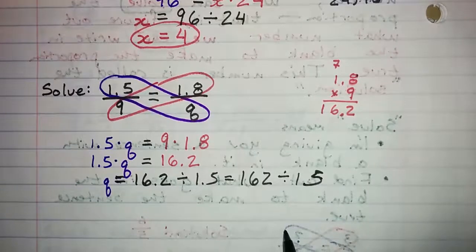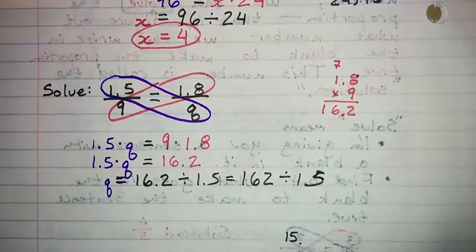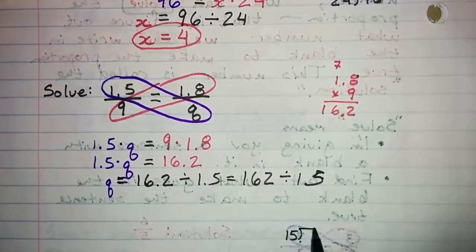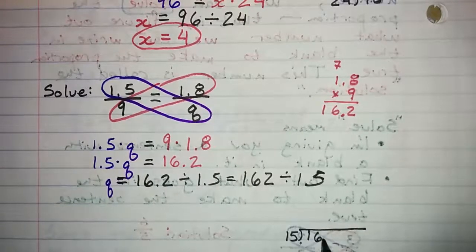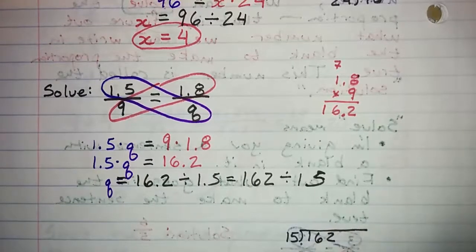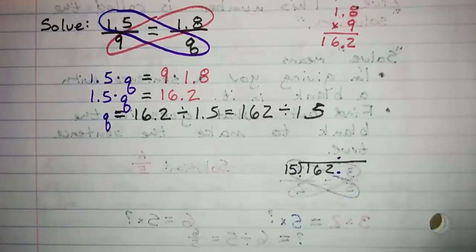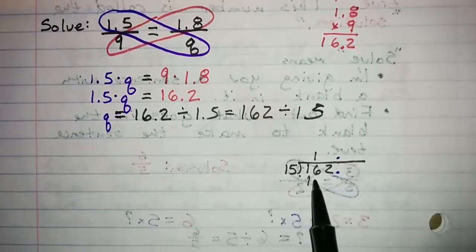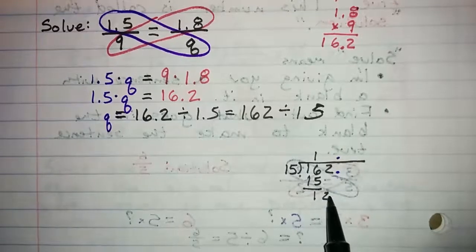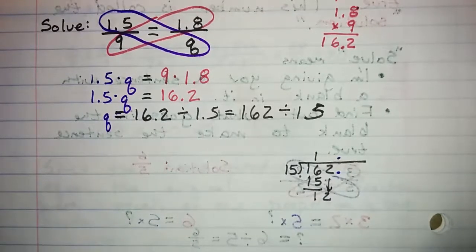So we'll set up a division bracket. 15 goes outside because it's the divisor. 162 goes inside. Where's the decimal point in 162? Right at the very end. Decimal point in the answer goes right above that decimal point, and now I never touch it again. 15 goes into 16 once. 15 goes into 12 how many times? Oh yeah, none.